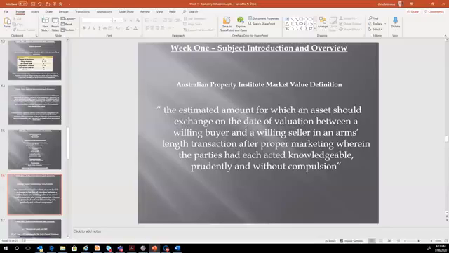Market value is the estimated amount for which an asset should exchange on the date of valuation between a willing buyer and a willing seller in an arm's length transaction after proper marketing, wherein the parties had each acted knowledgeably, prudently and without compulsion. Okay, so what does that mean, and why is it important for you to understand this concept?